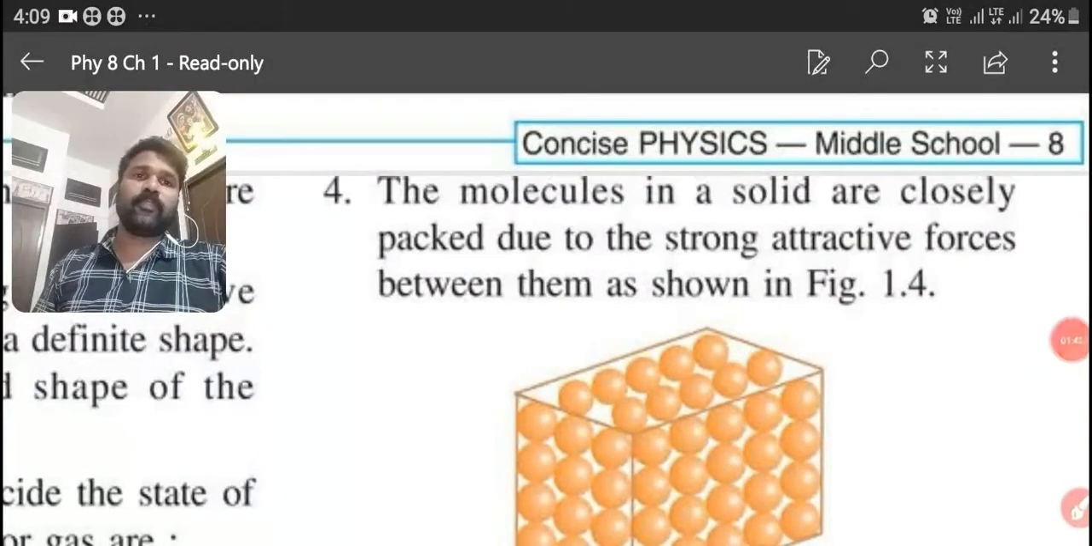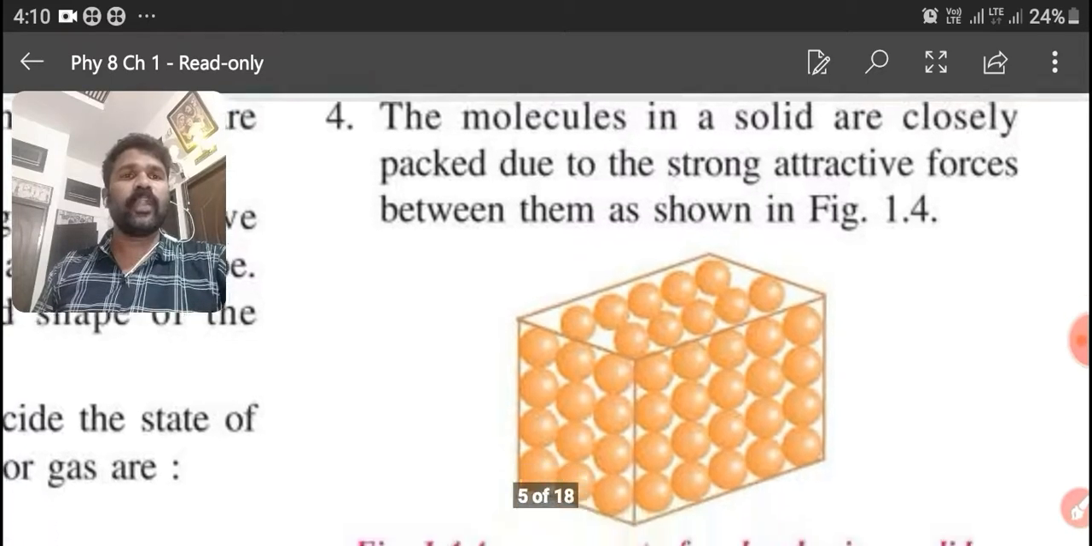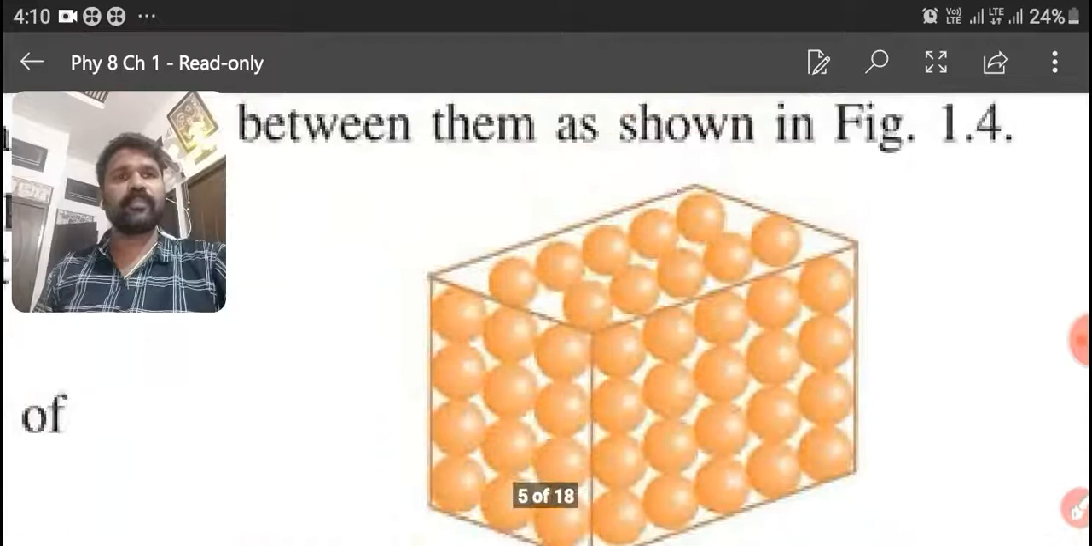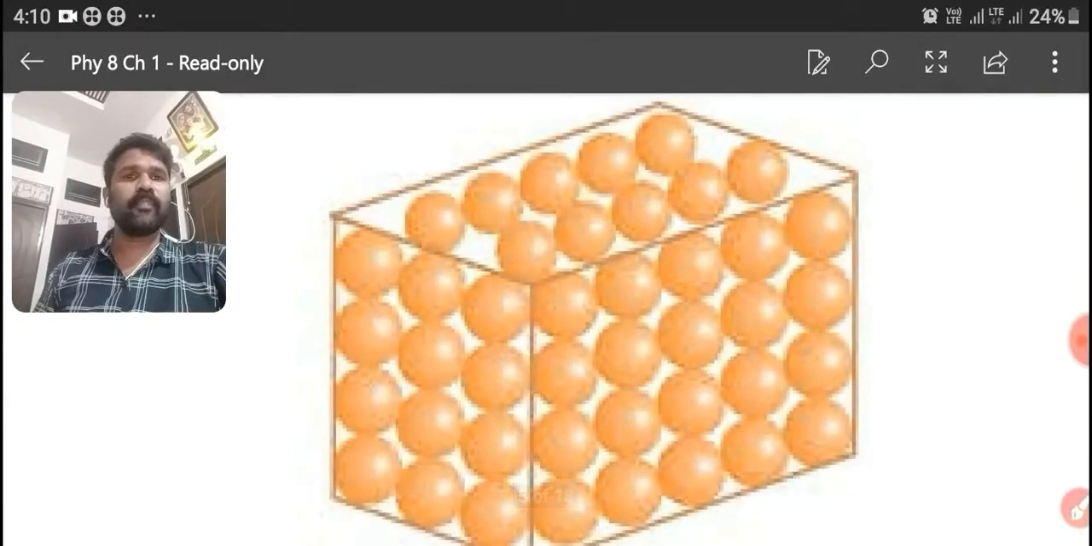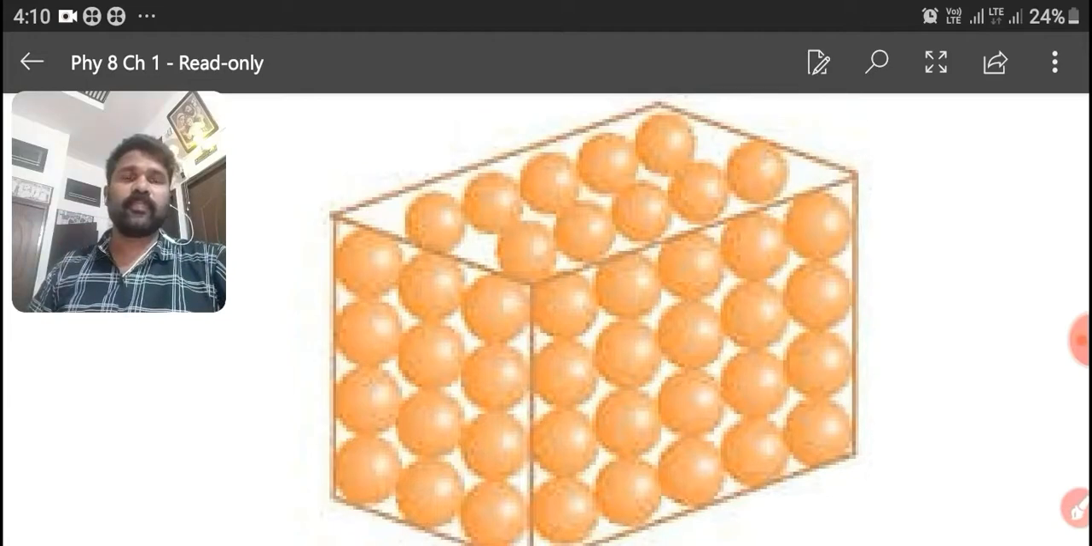Fourth point: the molecules in a solid are closely packed due to the strong attractive forces between them. Here is a diagram, figure 1.4. By this diagram, you can see the arrangement of molecules in a solid. The molecules are very tightly held. They cannot move from their own positions, they can only vibrate.